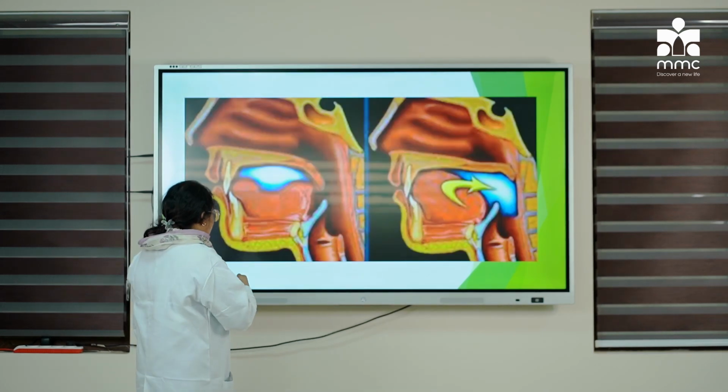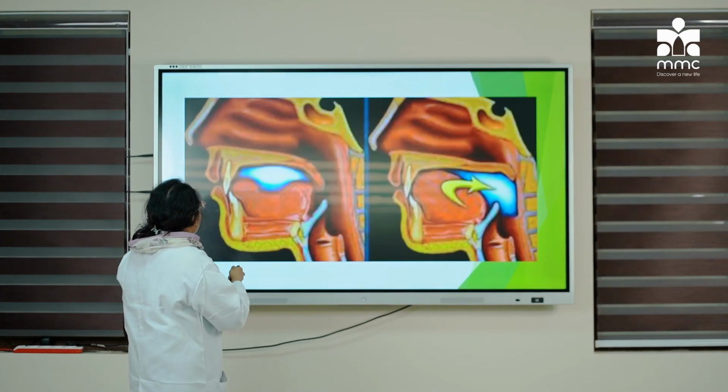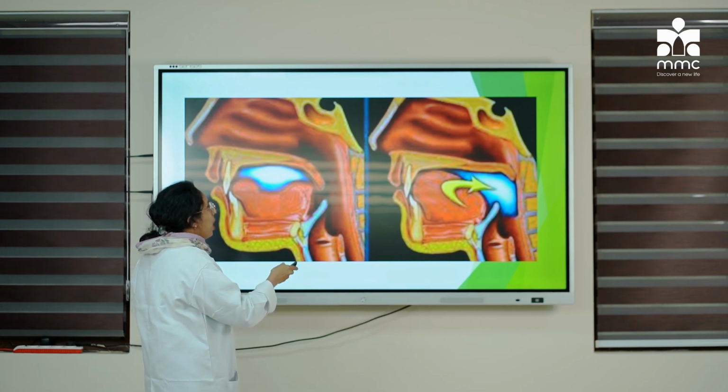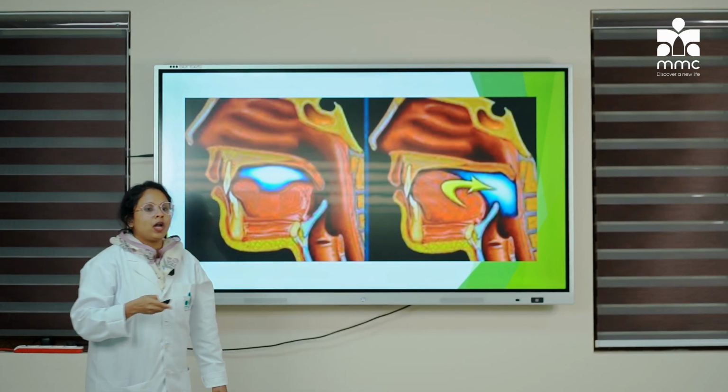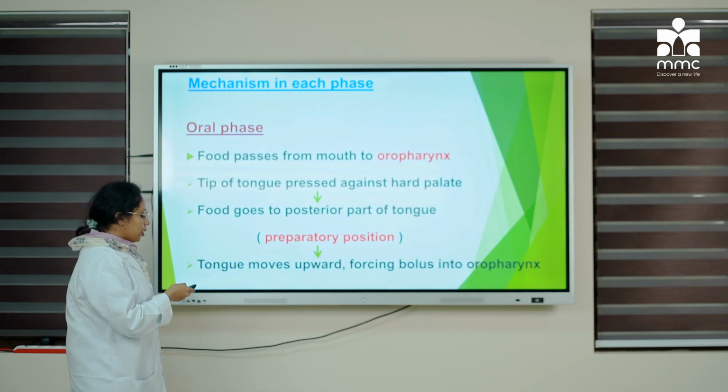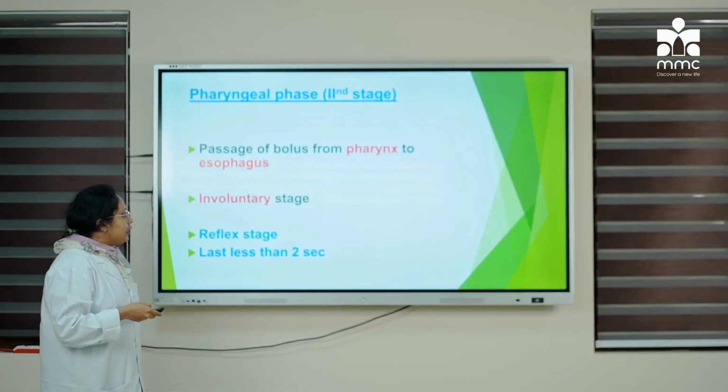So what is happening here is, with food in the mouth, the tongue presses against the hard palate and pushes the bolus into the posterior part of the pharynx, which is shown as the arrow here, so into the oropharynx. Now we will see the second phase of deglutition, that is the pharyngeal phase.